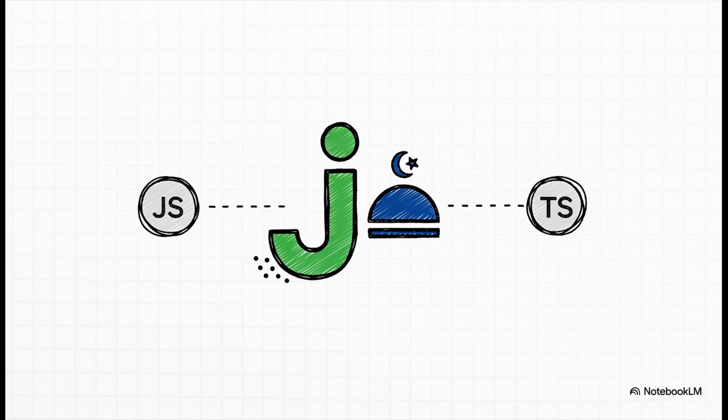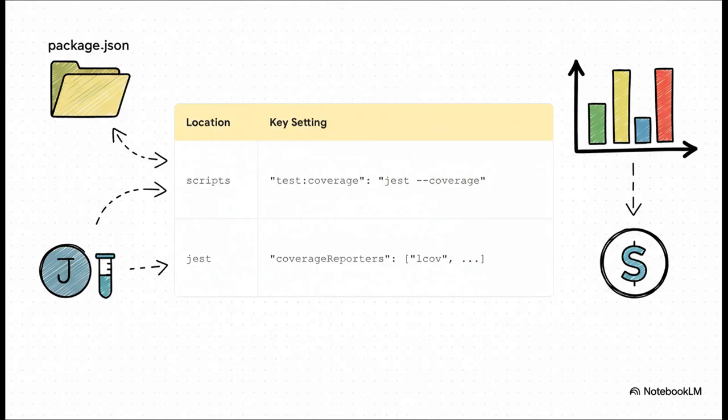Now, for the JavaScript and TypeScript world, things are a little more like the Wild West. But a super common and powerful combo is using a test runner like Jest, which, very conveniently, already has a great coverage engine called Istanbul baked right in. So in your package.json, you'll just add a script to run Jest with the --coverage flag. Then down in your Jest configuration, the key is to make sure you specify lcov as one of the coverage reporters. That's the format that SonarQube really understands best for JavaScript projects.